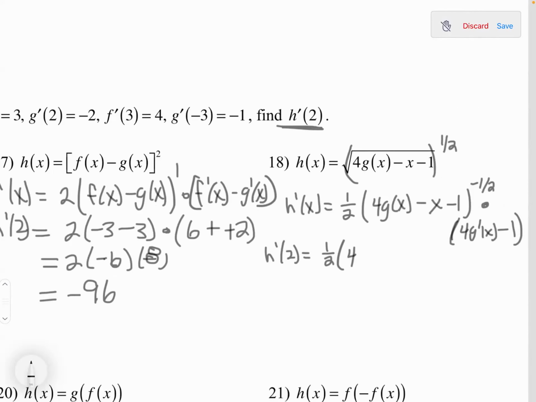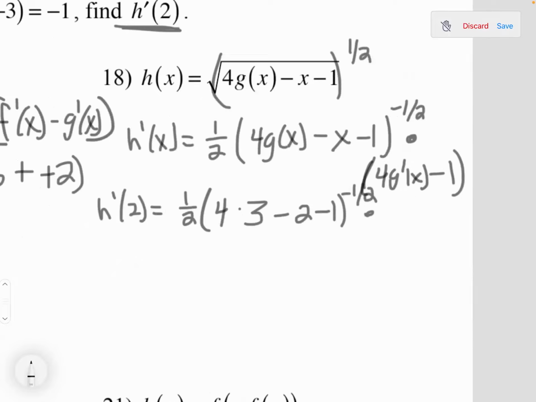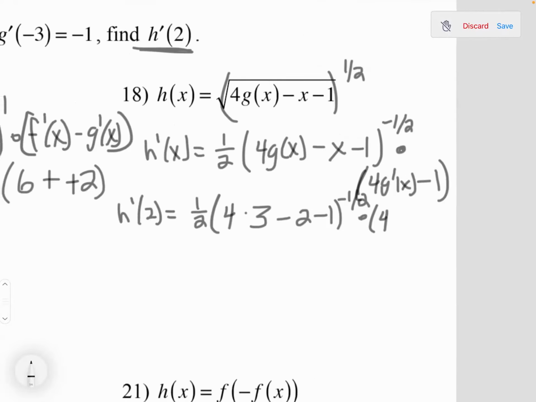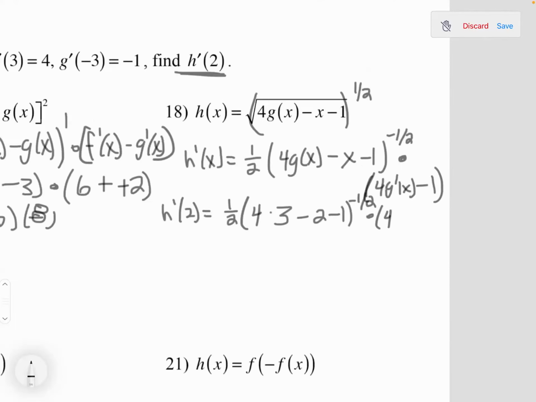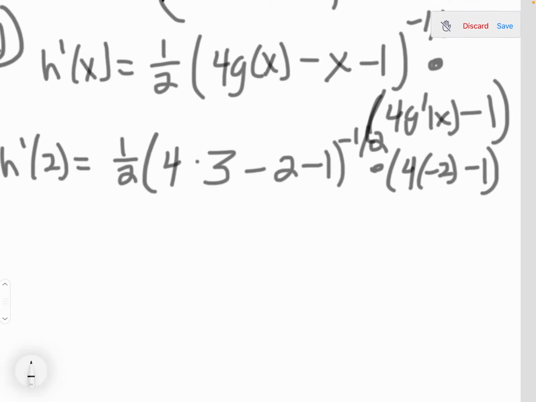is 3, and I'm getting that from the table up top. It's not really a table, but the function notation there. -2 minus 1 raised to the -1/2 power. I probably should have gone ahead and moved that to the denominator, but it's a little too late now. I will do that in the next step. g prime of 2 is -2, so we get 4 times -2 minus 1. So we end up with 1/2.